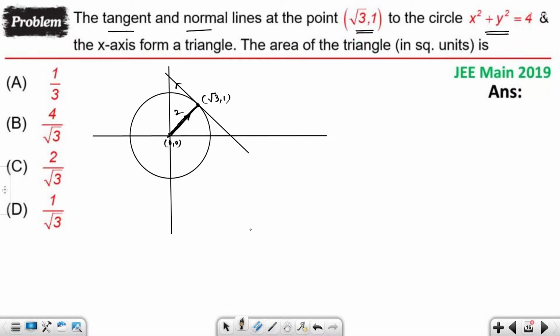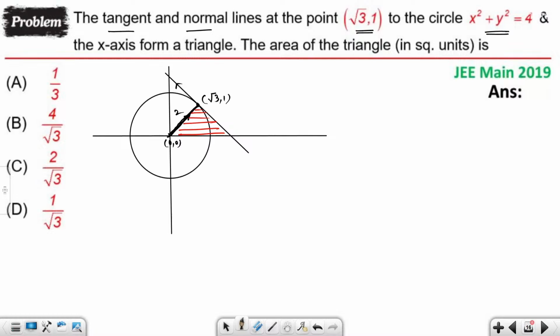Now they have said that this tangent and normal form a triangle with the x-axis. That we can easily see. Can't we see that? This is the triangle which is formed by the tangent, normal and the x-axis. The question is, you have to find out the area of this triangle. As simple as that. So how to find out the area of this triangle?